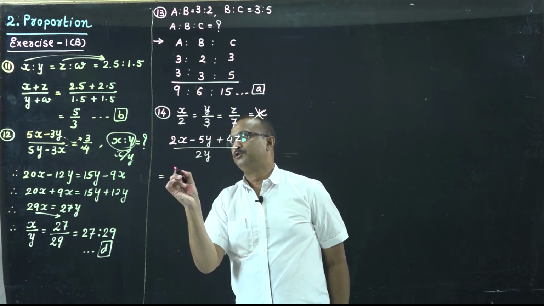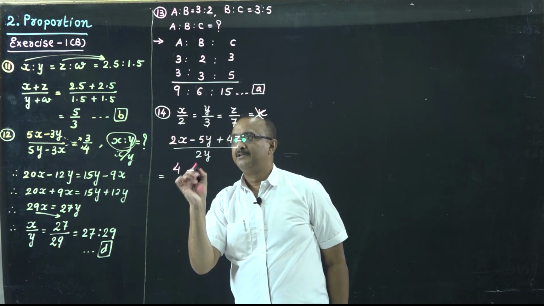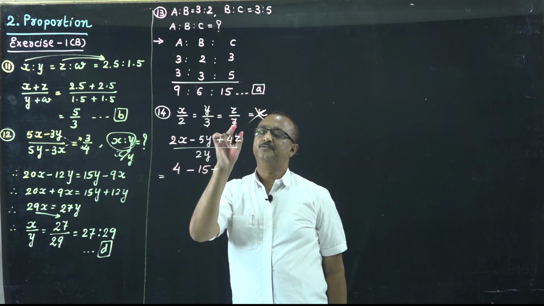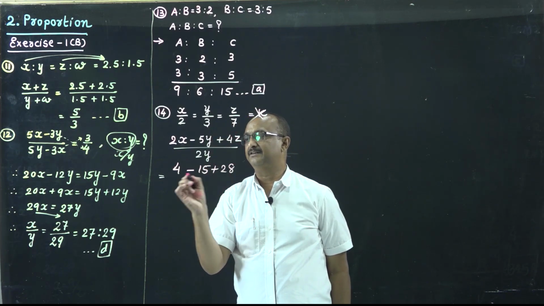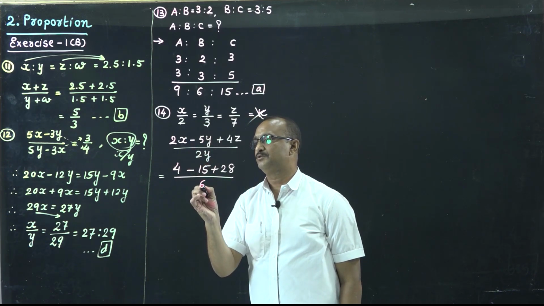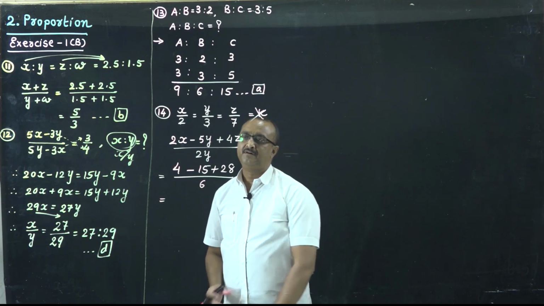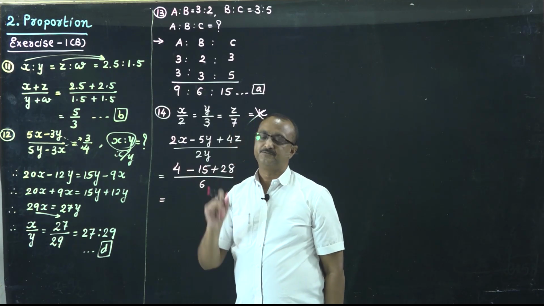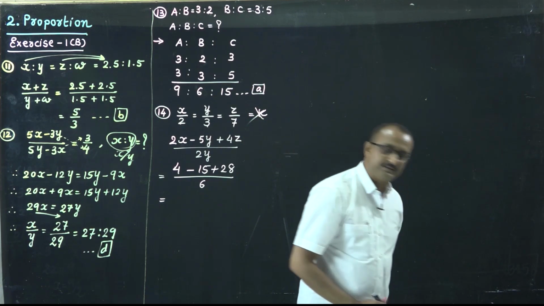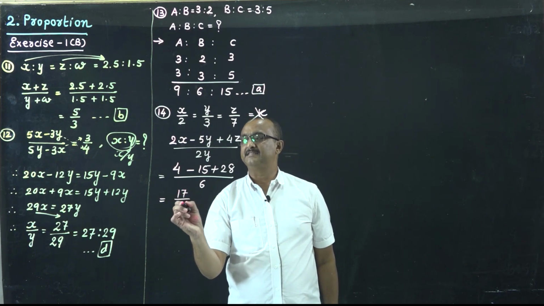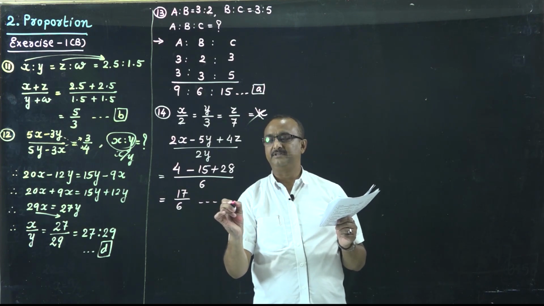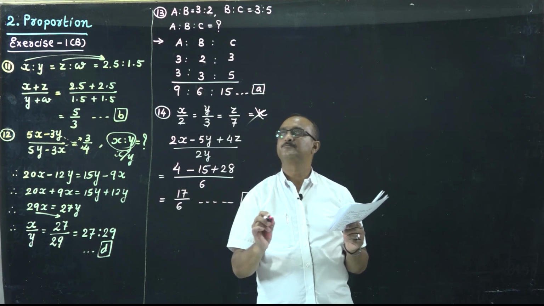We will get 2 2s are 4 minus 5y, y equal to 3, 5 3s are 15, plus 4 7s are 28, divided by 2y, 2 into 3 is equal to 6. So 28 plus 4 is 32, 32 minus 15 equals 17. 17 by 6 is our answer and it is given in option D. Option D, 17 by 6.